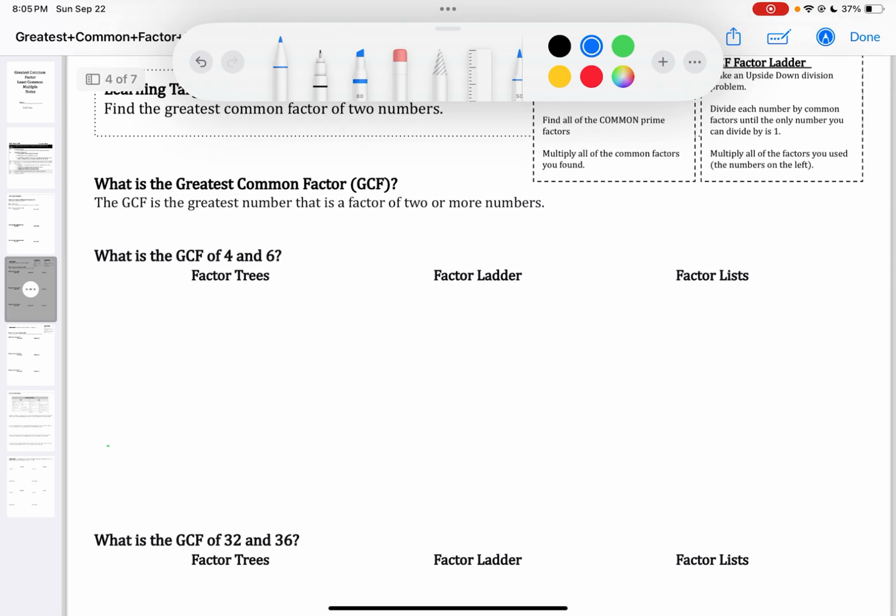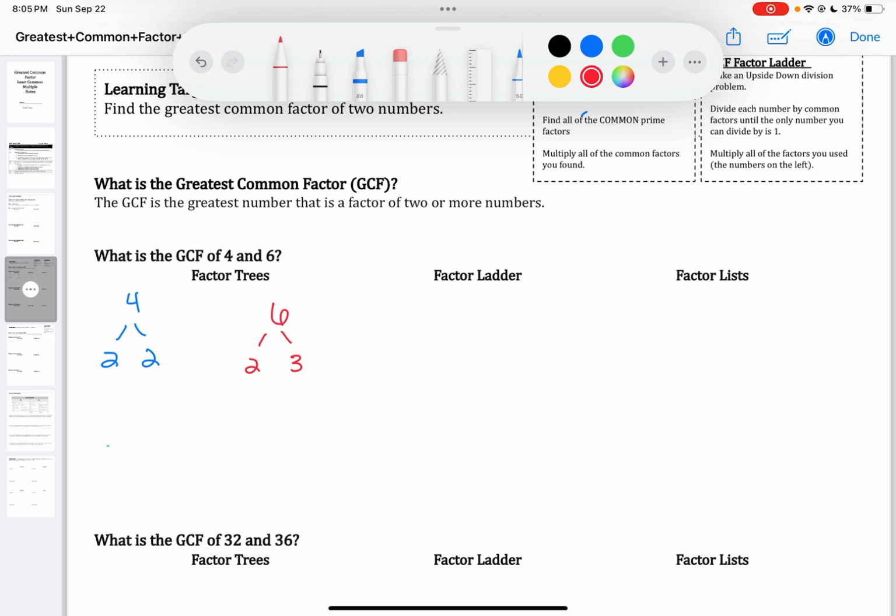All right, so let's look at the GCF of 4 and 6. So I'm going to start by making a factor tree for 4 and then a factor tree for 6. So 4 can be split up into 2 and 2 because 2 times 2 is 4. And then 6 can be split up into 2 and 3.